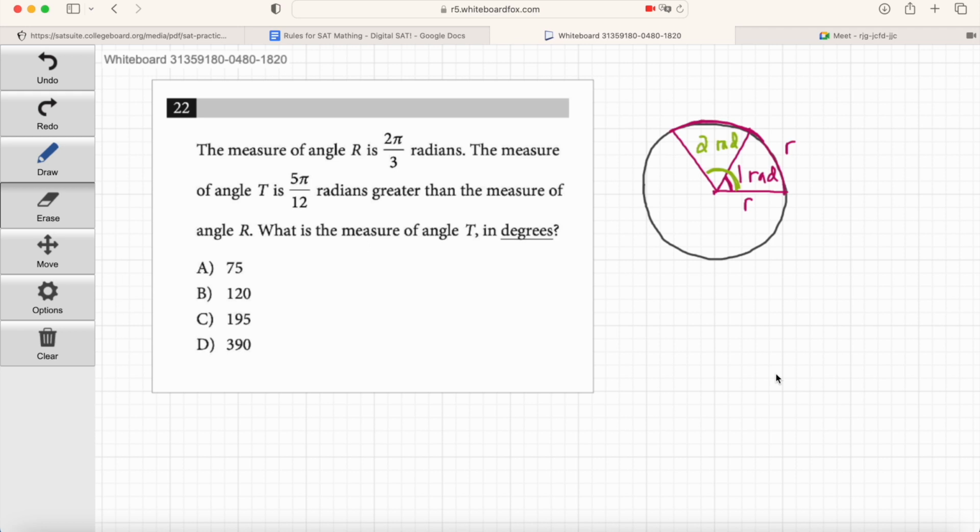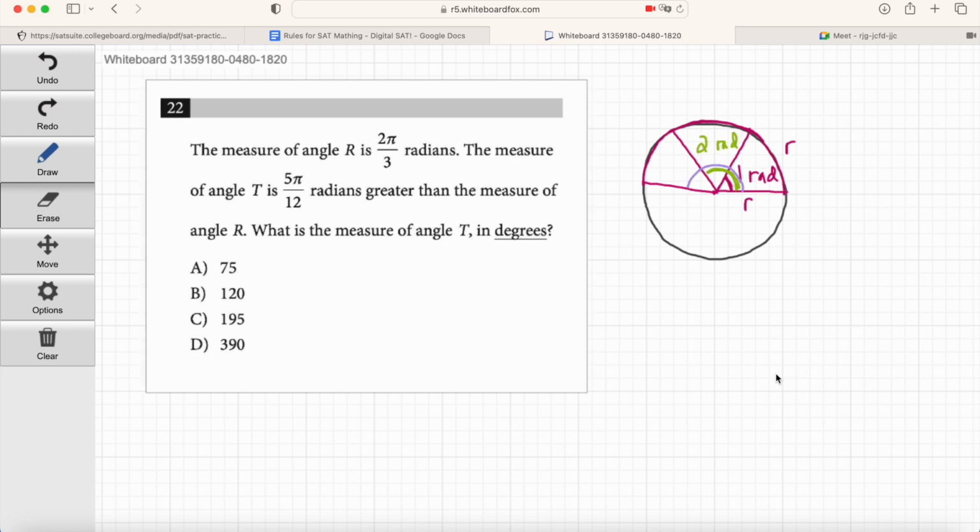I'm going to add another radius here, so there's another length connected to the center point. Guess how many radians that angle in purple is? 3. That's 3 radians. You got it.